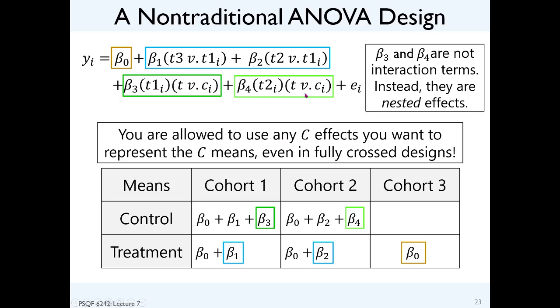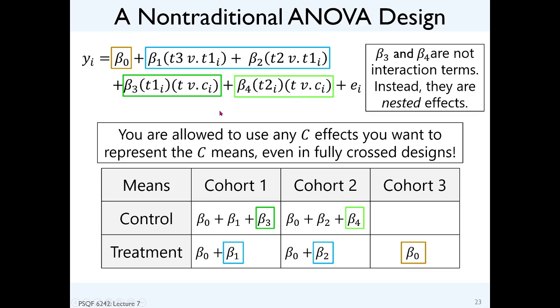Because there is no main effect of treatment versus control, when it gets multiplied by these dummy codes for whether it's time 1 versus time 2, that's what cohort means in this case, then these act like conditional main effects. So it's not an interaction term, it's a treatment effect specifically for this time, treatment effect specifically for this time.